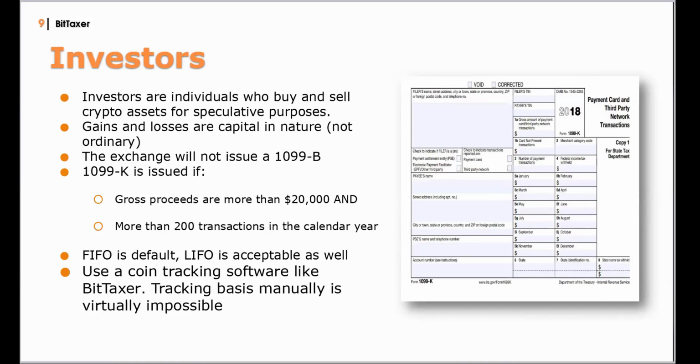In order to figure out the cost basis, you have to do some manual calculations, or you have to go through a program like BitTaxer, because you will see how hard it is to calculate cost basis for a number of transactions with fractional purchases and sellings. FIFO is the default, but you can use LIFO, and you can also use the specific identification method if you want to optimize your capital gains and taxes.